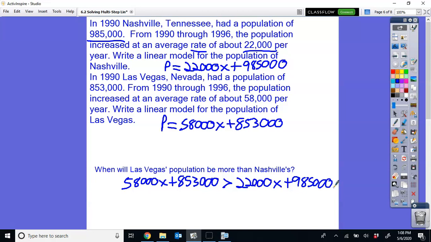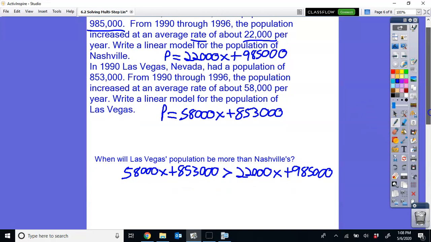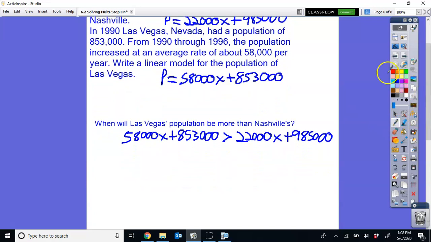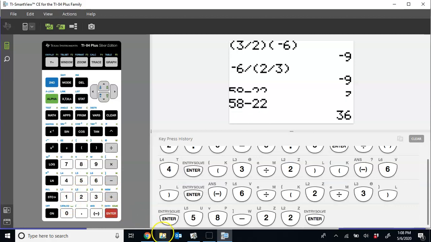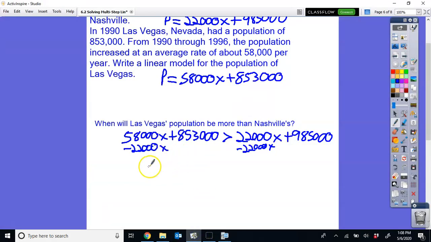So, to save a little bit of time, I'm not going to write down every single little step here, but I'm going to subtract 22,000x from 58,000x. I've changed my mind. Subtract 22,000. I take 58,000 minus 22,000, and I'm going to get 36,000. So that's 36,000.